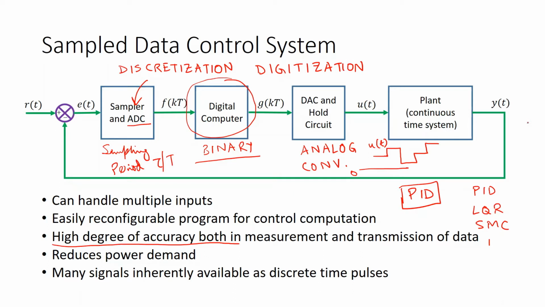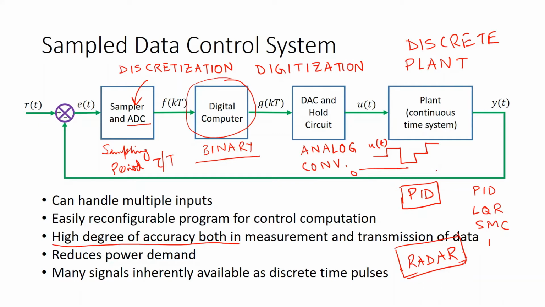It reduces the power demand because you are only using transistors and the like with very little power demand, and many signals are inherently available as discrete. This is an offhand feature. Sometimes the plant is of discrete nature. Sometimes the systems are such that the signals available from them are in discrete time pulses. Radar systems are such systems, and there are many other such systems. Examples are not coming to my mind right now, but these systems send out their output signals not in a continuous fashion, but at discrete instants of time.